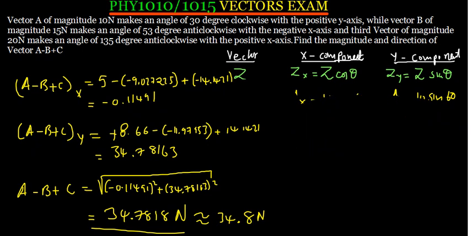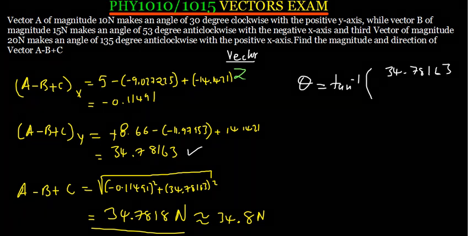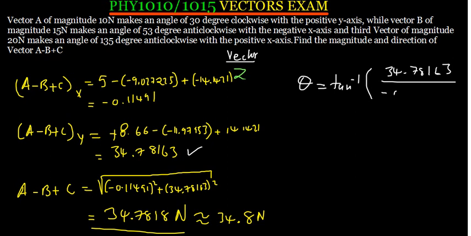So the next thing that is remaining for us to find is the direction. Remember we said to find the direction, theta is given by tan inverse of the y component, which is 34.78163, divided by the x component, which is negative 0.11491. So let's see what we find.